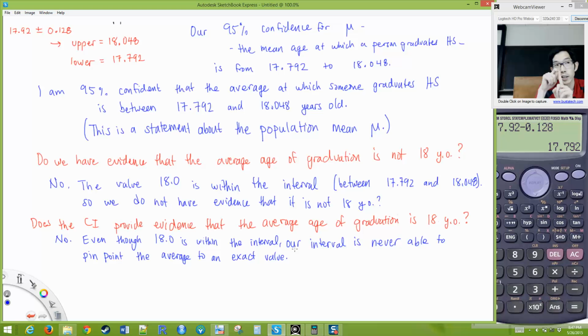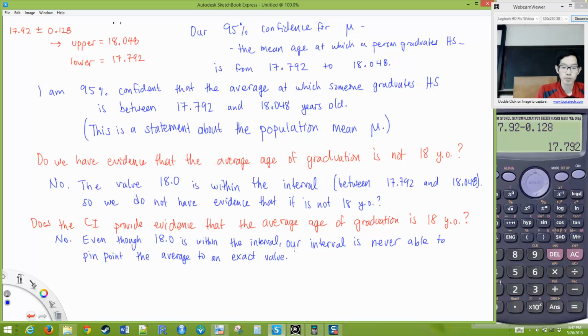Even if that value is within the interval, all you can say is that the value is between 17.792 and 18.048. And in fact, we're only 95% confident that it is, okay? It could actually be outside of that range. It's just that based on the data we have, we're 95% confident that it's between here and here. But it may not necessarily be so.